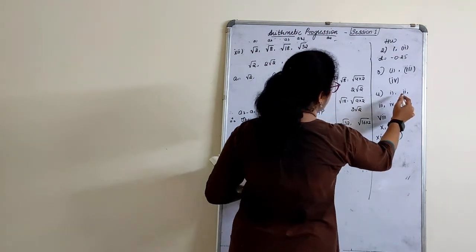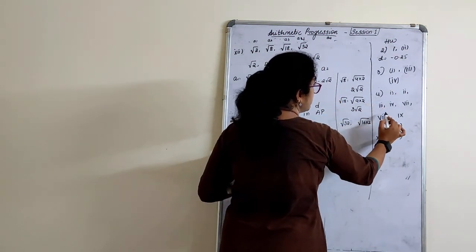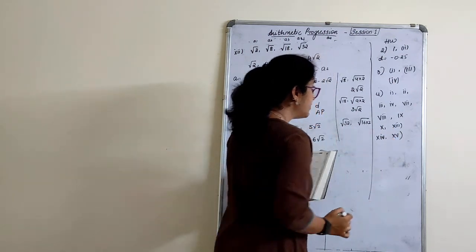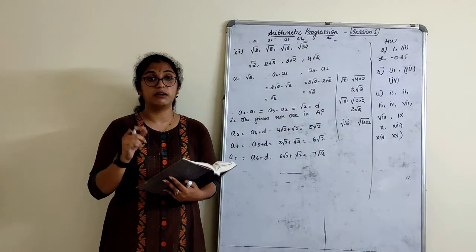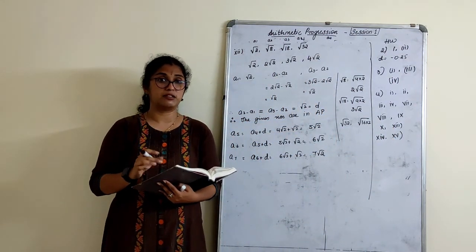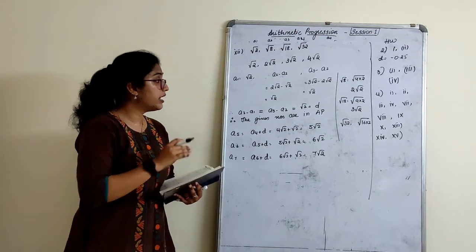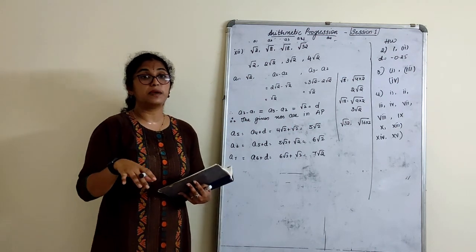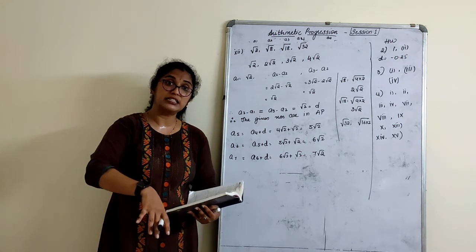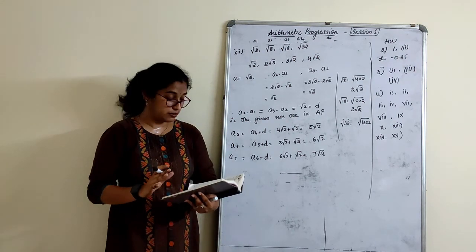So totally you have 1, 2, 3, 4, 5, 6, 7, 8, 9, 10, 11 sums. Quite a number for homework, but that will give you very good practice on AP to find the terms. You have now both the patterns. If it is not in AP, not to do anything, and if it is in AP, then you have to find the next three terms.